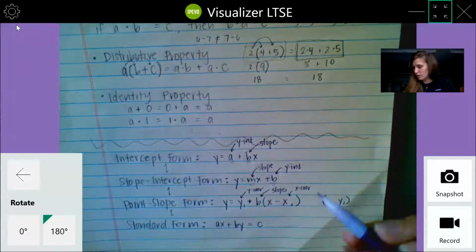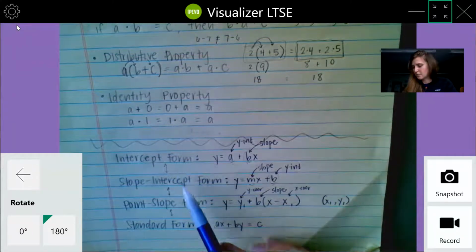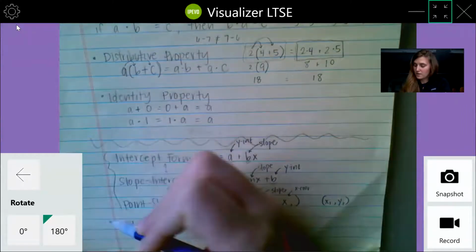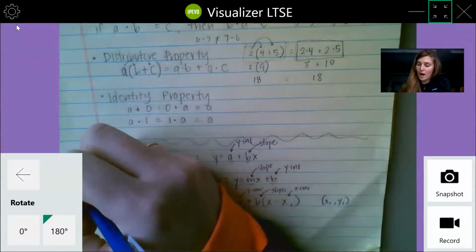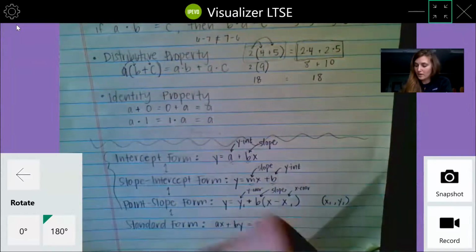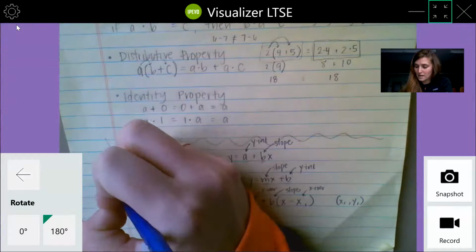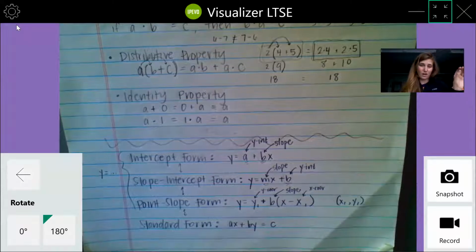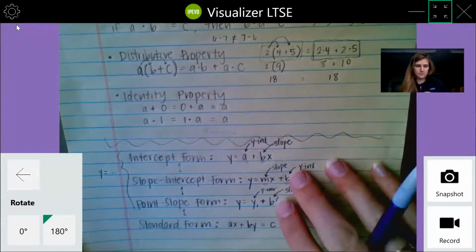Cool. So those are our 4 different forms: intercept, point-slope, slope-intercept, and standard. You'll notice that these 3 are all solved for y. They all start with y equals something. Standard form is the only one that has x and y on the same side of the equal sign. Okay. All right, let's move on.